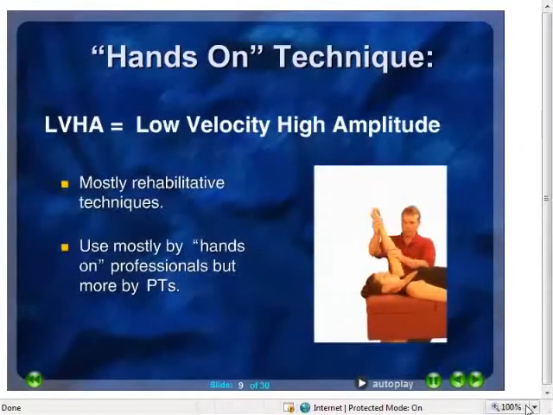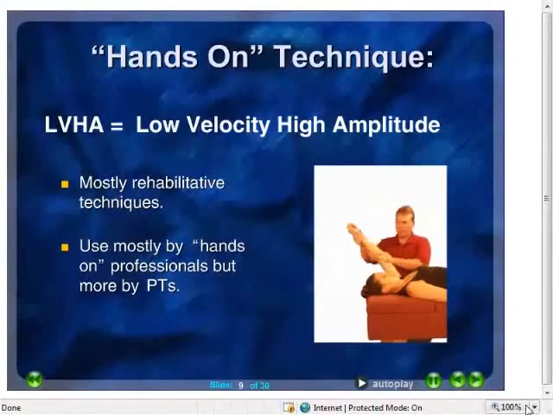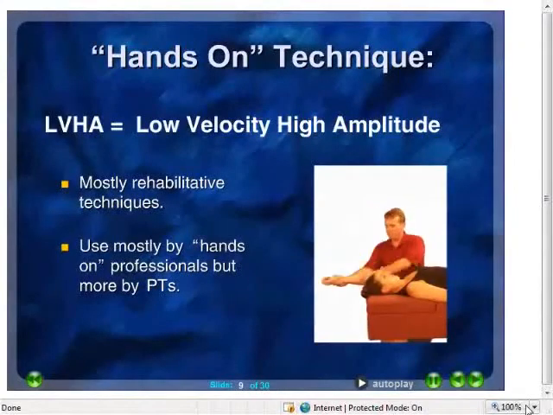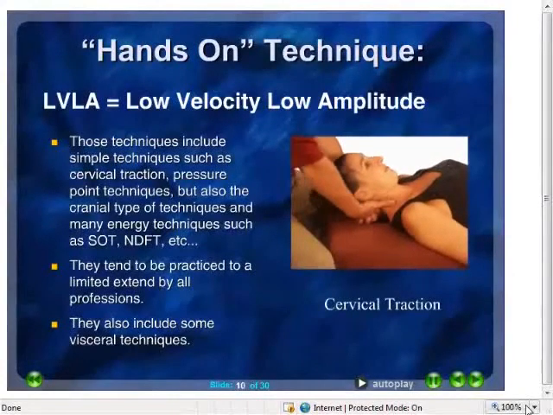LVHA, low velocity, high amplitude techniques are mostly rehabilitative techniques. They are sometimes used by hands-on professionals, but more often by physical therapists. LVLA, low velocity, low amplitude, consist of simple techniques such as cervical traction, pressure point techniques, but are also the cranial type of techniques and many energy techniques such as SOT, NDFT, etc. They tend to be practiced to a limited extent by all professionals. They also include some visceral techniques.